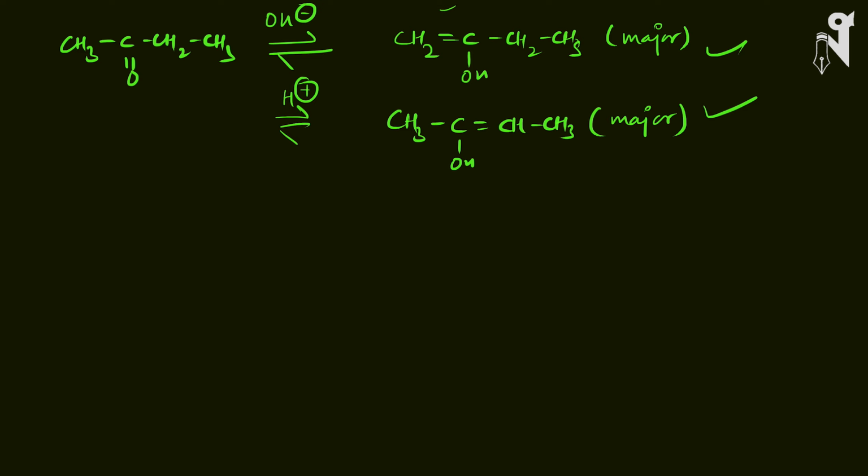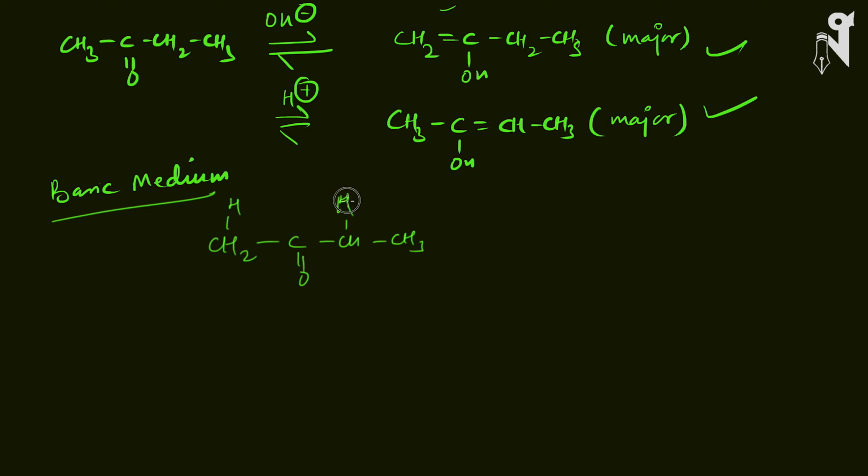So let's deal with the basic medium first. In the basic medium, I have taken CH2, C double bond O, CH and CH3. Why have I written the hydrogens like this? Because these are the enolizable hydrogens. Now which hydrogen will be taken away, that we have to decide. Now we are treating it with OH minus.